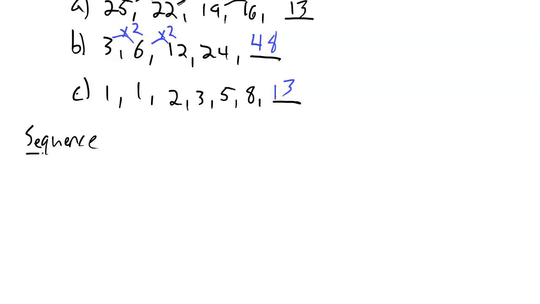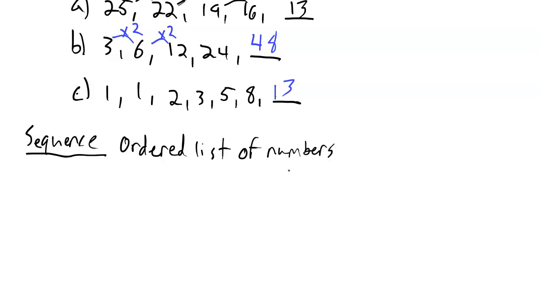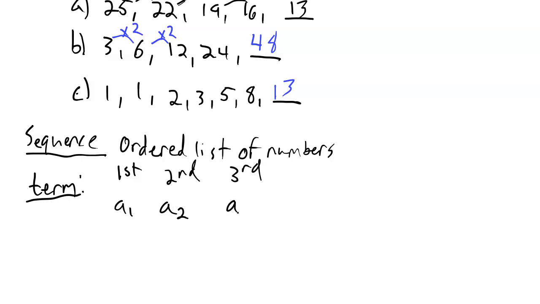All a sequence is, is an ordered list of numbers. So all it matters is that the numbers do have a set order to them. And we call these based off of their term, or which number it is. The first term we're going to call A1. The second term we call A sub 2, right? This is a subscript here. The third is A sub 3.